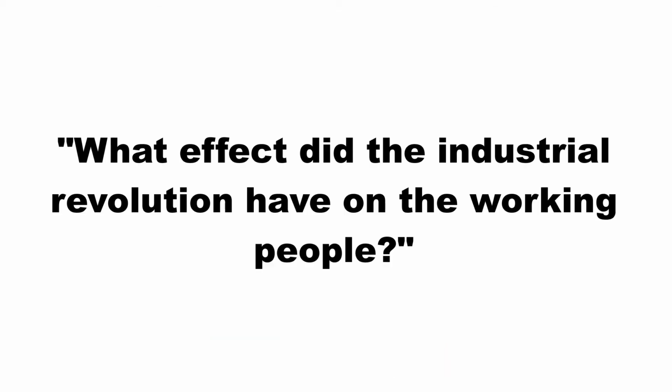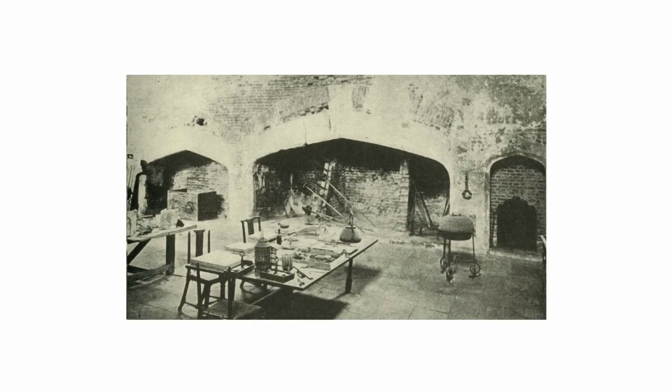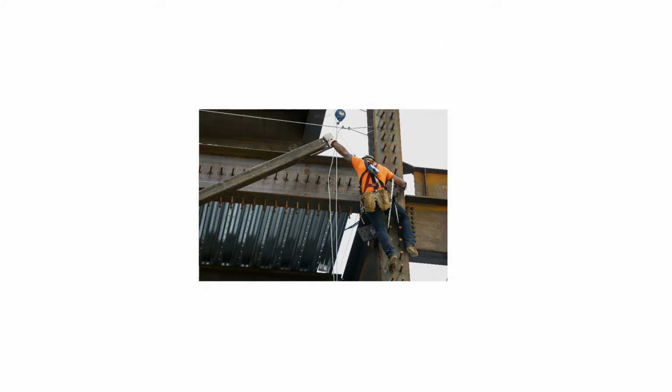What effect did the Industrial Revolution have on the working people? Was it bad or good? Let's talk about that. The majority of people got paid $8 to $10 a week. That is about $1.10 or $1.40 a day. They also worked around 16 hours a day. That's crazy. Poor workers were housed in cramped, grossly inadequate quarters, and workplaces were poor and dangerous.